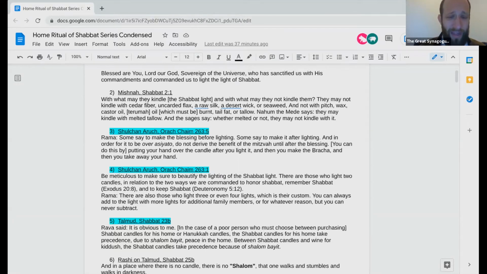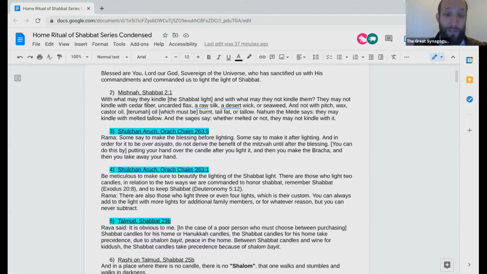You can always add to the light with more lights for additional family members or for whatever reason, but you can never subtract. This is also one that's kind of funny, because you probably just did it this way and didn't know why. Everyone has 2 candles. It's just the standard now. But really, there's only an obligation in a technical sense to have one. You need to have a Shabbos light, which we'll learn about in the coming sources, but there's nothing explicitly essential to the commandment that we have two.